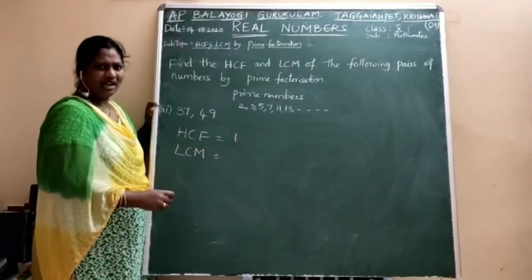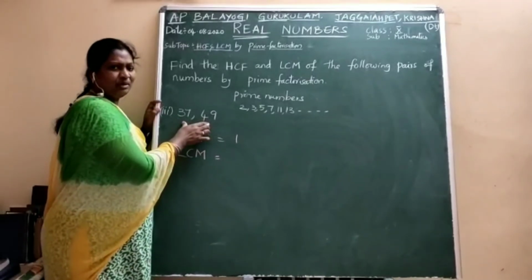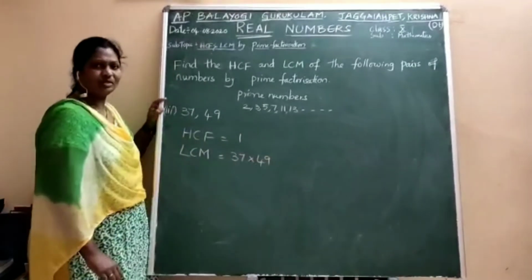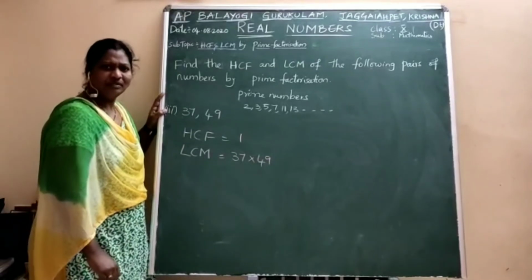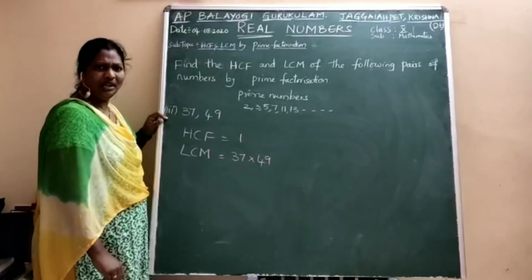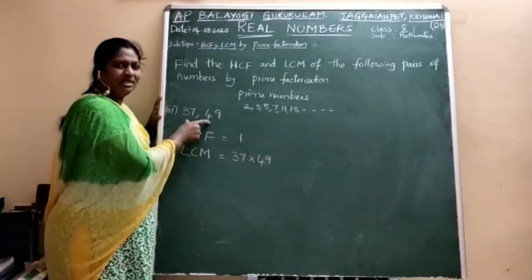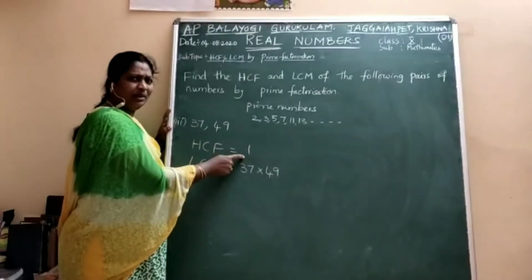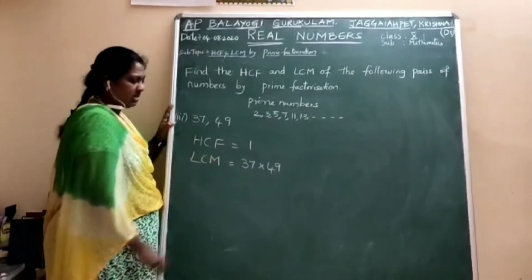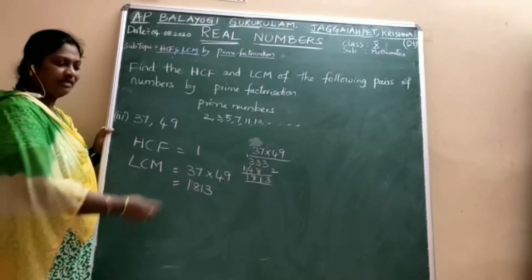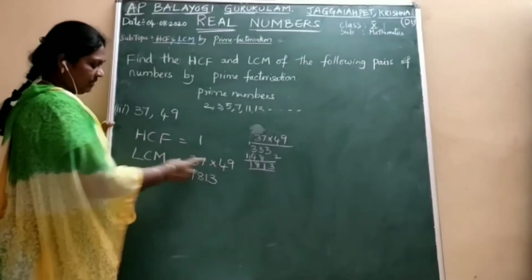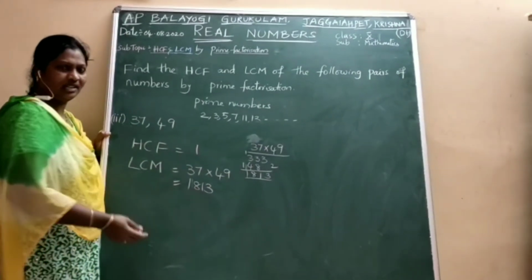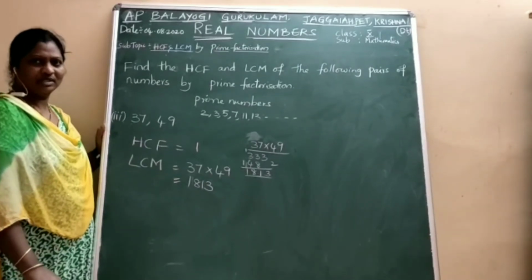Again, what do we have to find now? LCM. We have to multiply these two numbers, that is 37 into 49. The product of these two numbers is the LCM of the given numbers and HCF will be 1. Why? These two numbers are not having any common factor other than 1. So HCF will be 1. Understood children? We can multiply. The product of these two numbers, 37 into 49, will be the LCM. So when we multiply these two numbers, we will get 1830. This will be the LCM of these two numbers. Understood children?